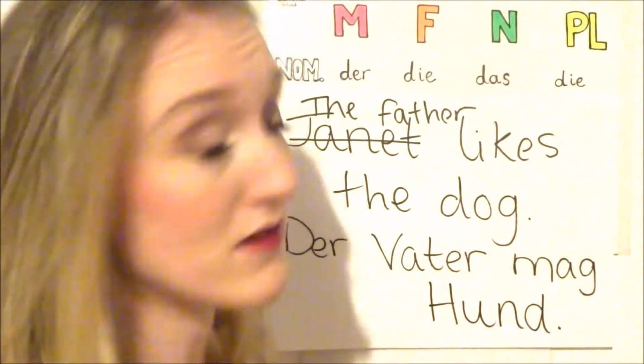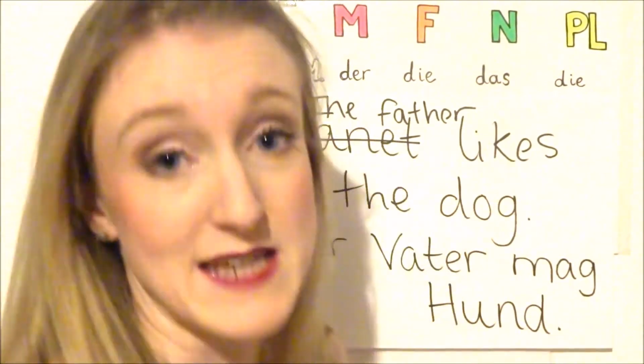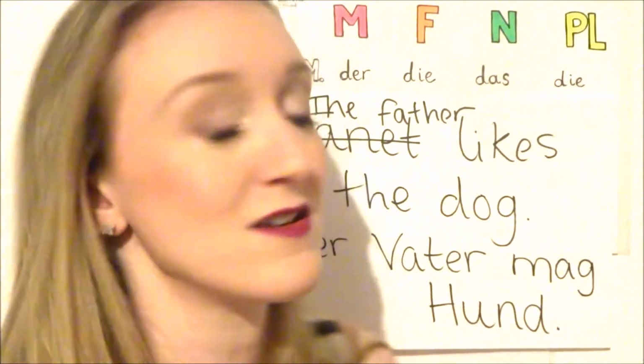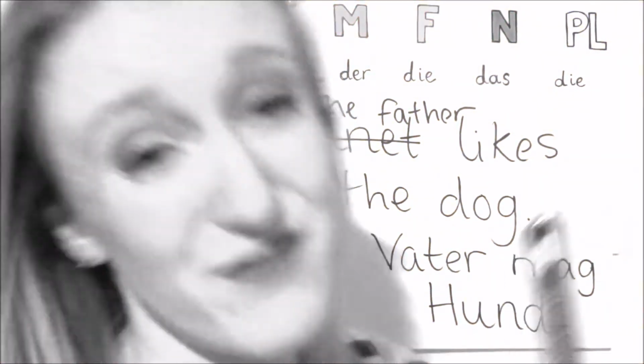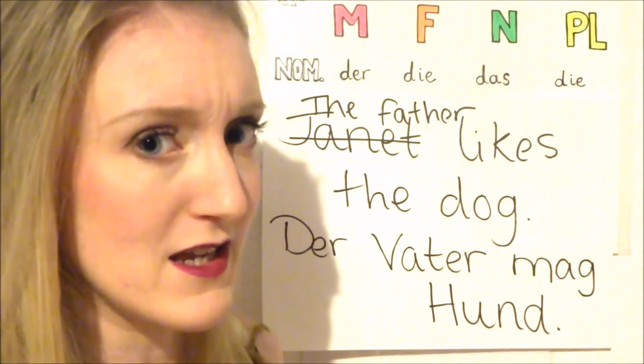So you might think that we would now say, der Vater mag der Hund, which is logical because that's what we would do in English. However, we can't say der Vater mag der Hund because we can't have 2 subjects. Not everybody can be the center of attention, okay? Somebody also has to be receiving the liking.